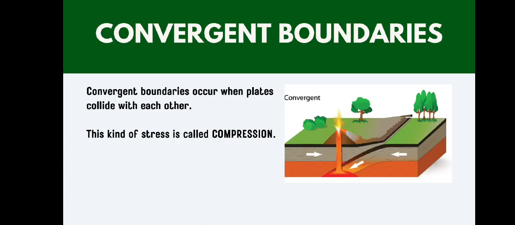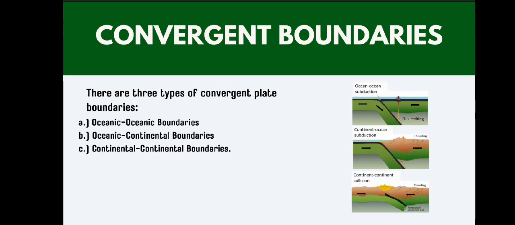So moving on, what are convergent boundaries? Convergent boundaries occur when plates collide with each other, and the kind of stress is called compression. So in other words, convergent is when the movement of the earth is towards one another. That is what we call convergent. And there are three types of convergent plate boundaries, which are the oceanic boundaries, oceanic-continental boundaries, and continental boundaries.